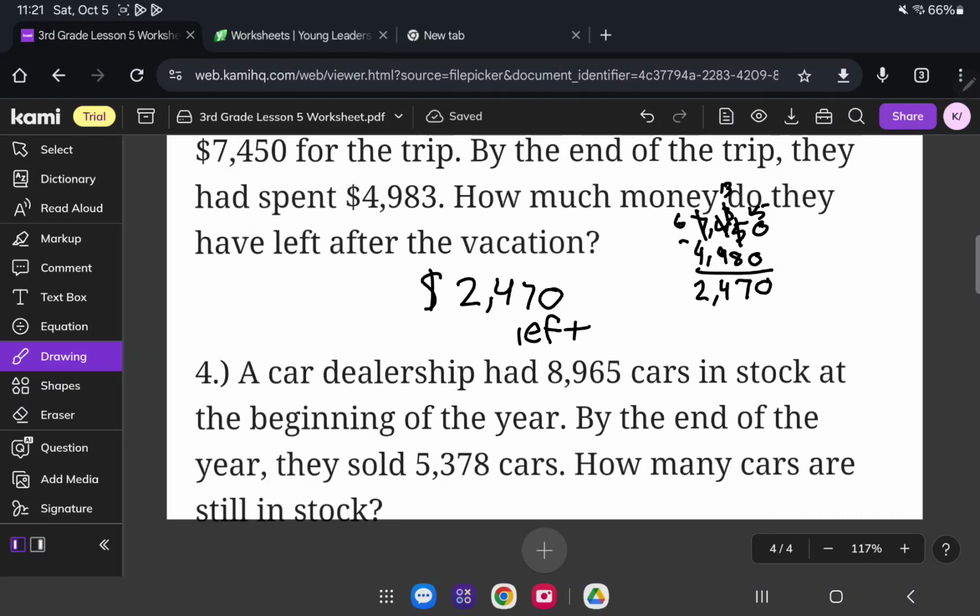A car dealership had 8,965 cars in stock at the beginning of the year. By the end of the year, they sold 5,378 cars. How many cars are still in stock?